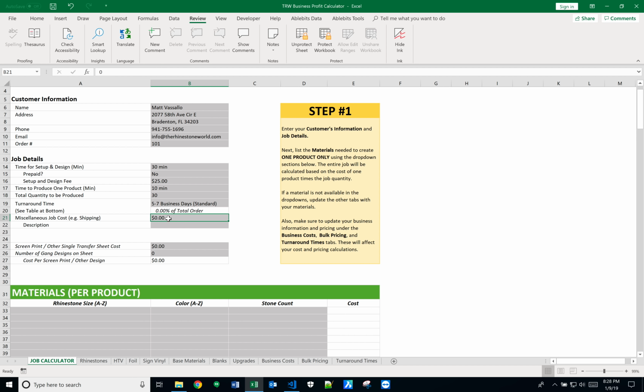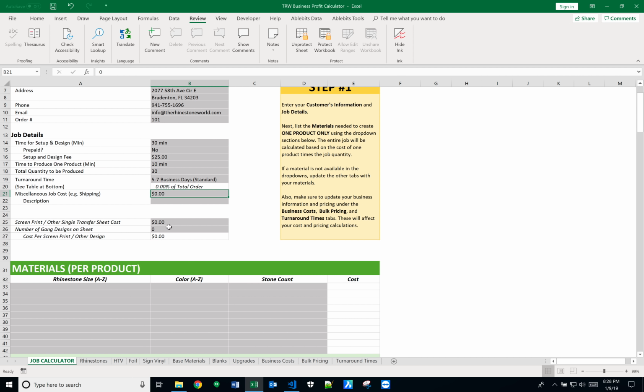Then miscellaneous job cost. This is maybe something that isn't accounted for at the top, like installation fee. Maybe you're doing decals and the customer says, I want you to come and install the decals. Well, you can include that cost here. Or let's say it's shipping. Maybe it costs $20 to ship these shirts. Well, you can enter that in and then put a description so you remember what that charge was for or that cost. And so do USPS shipping. But let's say for this order, they're coming to pick it up. So no shipping.